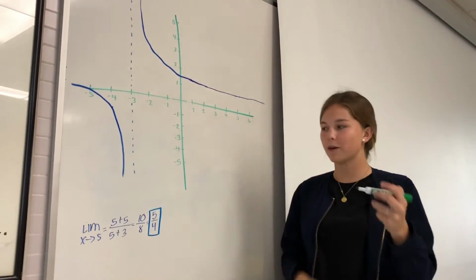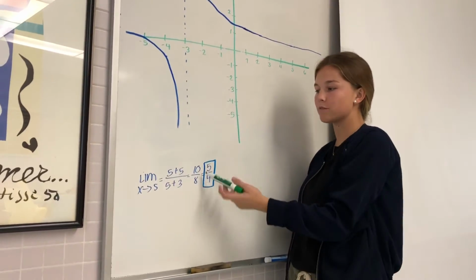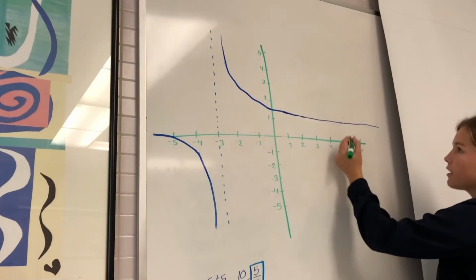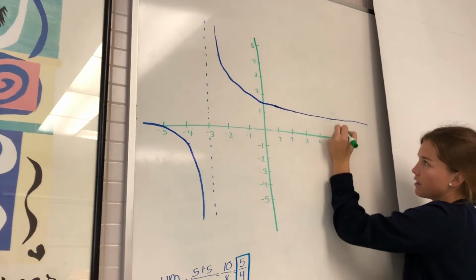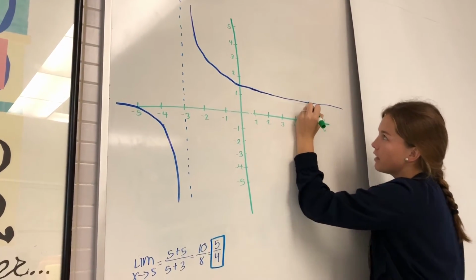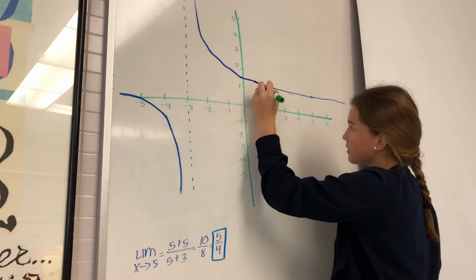So now we know that as x approaches 5, the limit is 5/4. In the graph, we can see it here as we go to 5 on the x-axis, and our y-axis would be around 5/4.